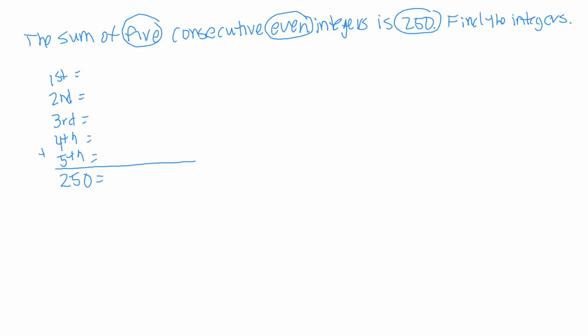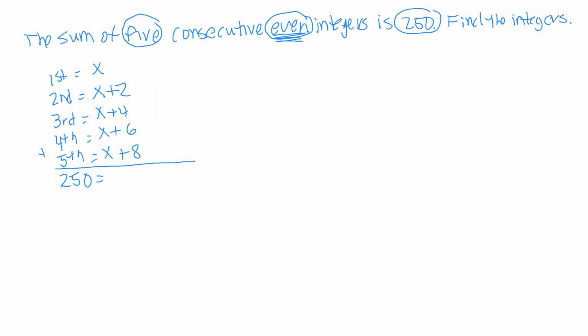Sorry, water break. Okay. So now we do the direct translation part. And just like with the previous examples, we want to make sure that the first integer is x. We're dealing with even integers, so that means we've got to skip all of those odds. So instead of incrementing by 1s, we're going to increment by 2s. So 2 more, and then 2 more than the previous, 2 more than the previous, 2 more than the previous.